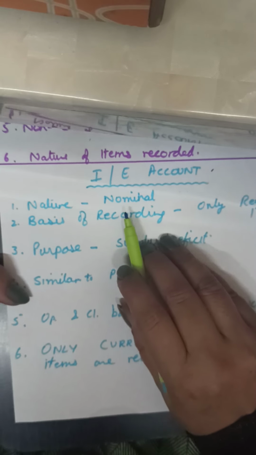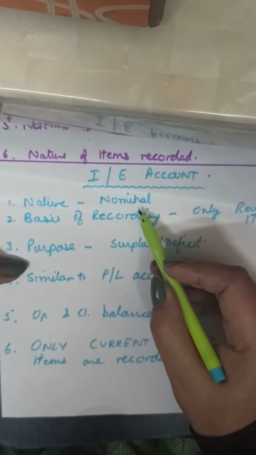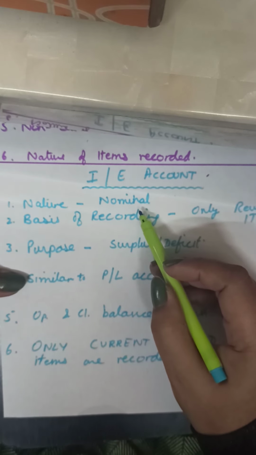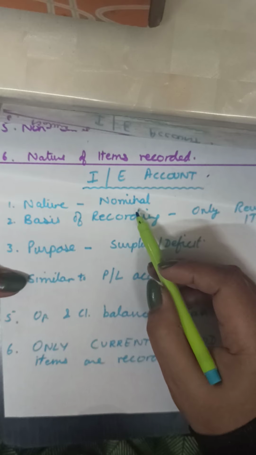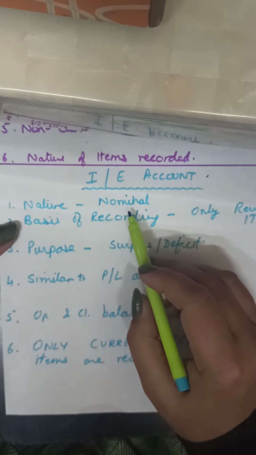Let us do the features. The first thing to understand is that this is a nominal account. Nominal account means debit all expenses and losses, and credit all incomes and gains. We all remember that. So nature is nominal.